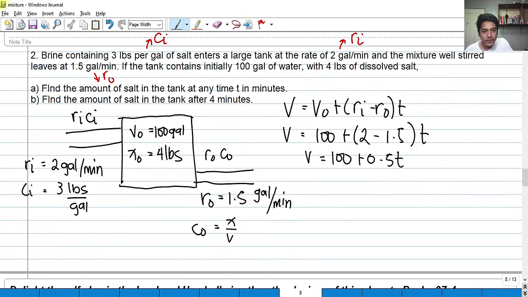So, and again, what will happen? Our C sub O would be x over 100 plus 0.5 T. Again, our x here is still the variable that is changing. That is the amount of salt at any time T. So, at any time T, the amount of salt is changing here in our mixture.